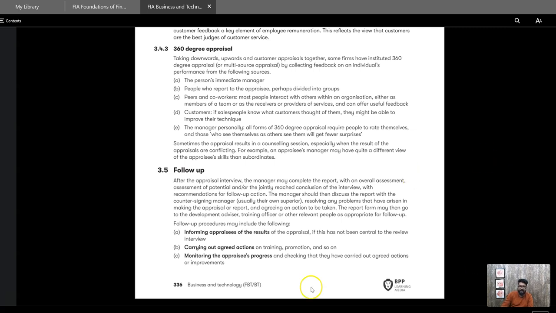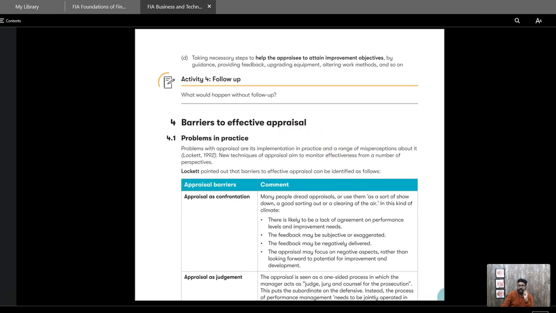So follow-up procedures may include the following: informing appraisers of the results of the appraisal, carrying out agreed actions, and monitoring the appraisee's progress and checking that they have carried out agreed actions or improvement. So these three follow-up things are done to make sure that these things are carried out, and if they want to improve the result, they can do these things. Carrying out agreed action, like they may have agreed to something and we have to carry that out. Monitoring the appraisee's progress, we have to see whether that particular person has made progress. Now barriers to effective appraisal.